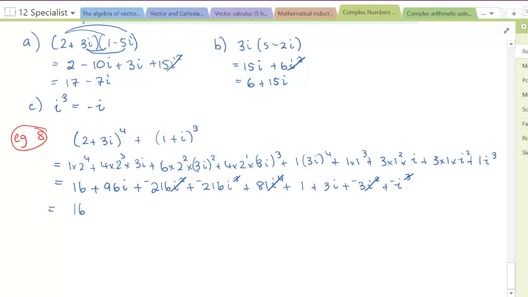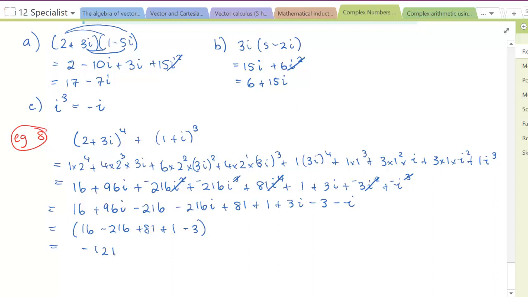So it simplifies down: 16, 96i, take 216, subtract 216i, plus 81, plus 1, plus 3i, take 3, and take i. So if we look at all the real numbers together, we got 16, subtract 216, add 81, add 1, and subtract 3. So negative 200, negative 119, negative 118, negative 121 in the real.